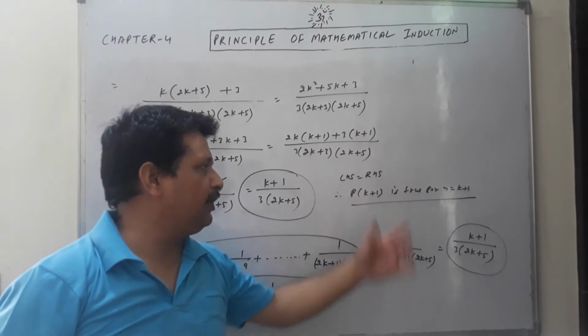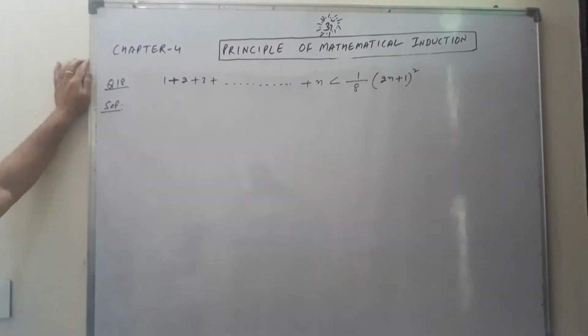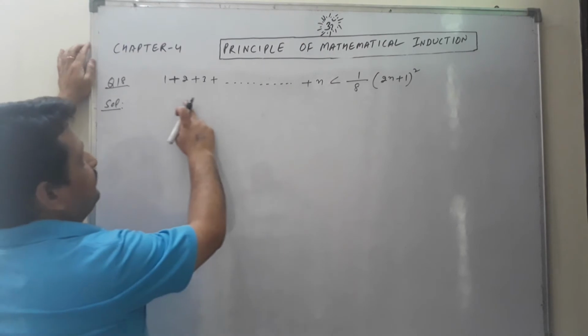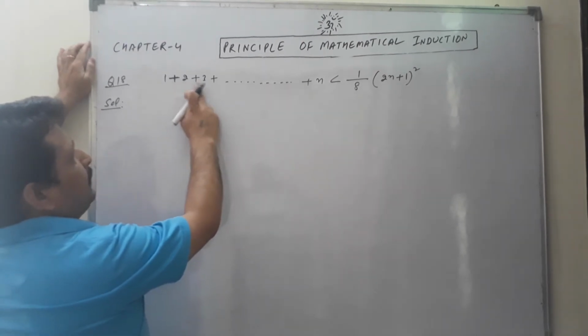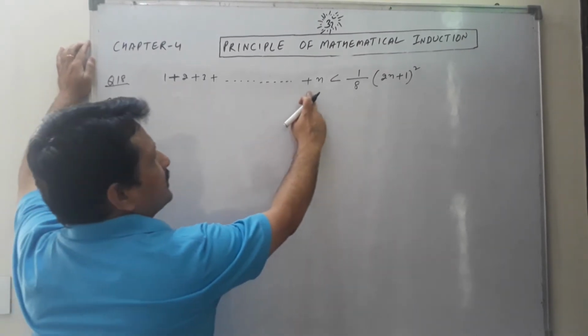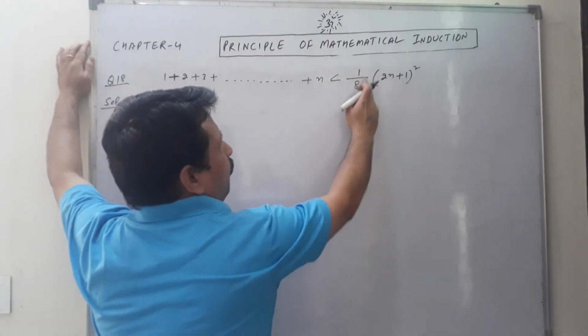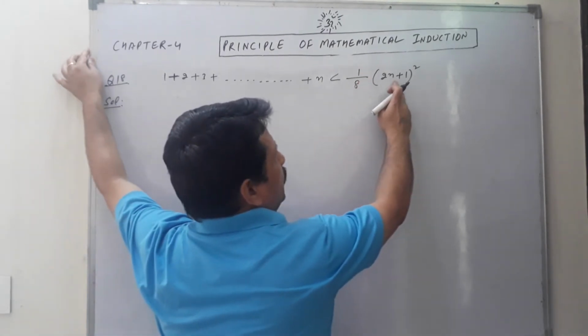Therefore this P of k plus 1 is true. Come to question number 18. 1 plus 2 plus 3 plus so on plus n is less than 1 upon 8 into (2n plus 1) whole square.